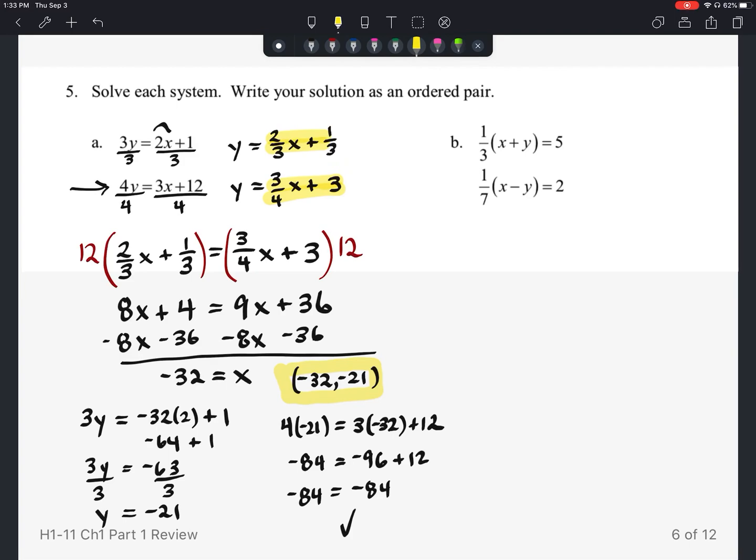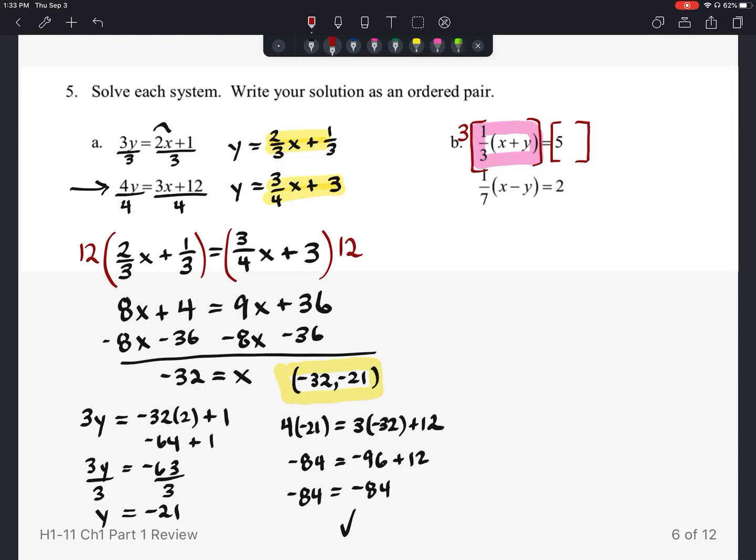Letter B. We have 1/3 times the quantity of x plus y equals 5, and 1/7 times the quantity of x minus y is equal to 2. All right, with this one, if we want to, we can go ahead and get rid of the fractions right off the bat. If we think about it here, we've got a product on the left side. Let me use a highlighter. We have this side here as a product, and what I want to multiply this whole equation by is 3.